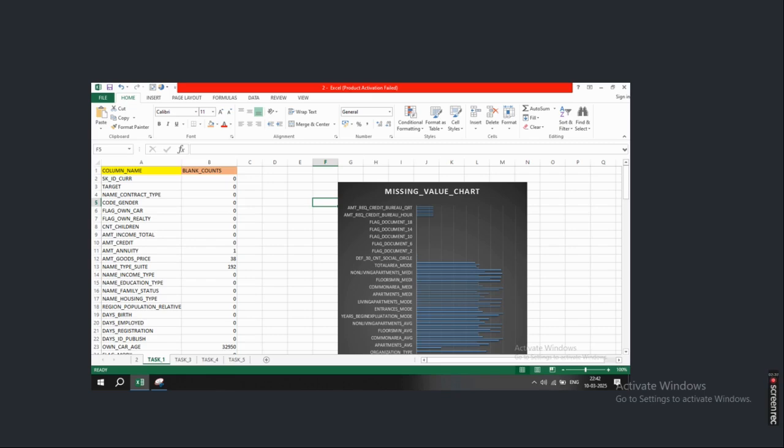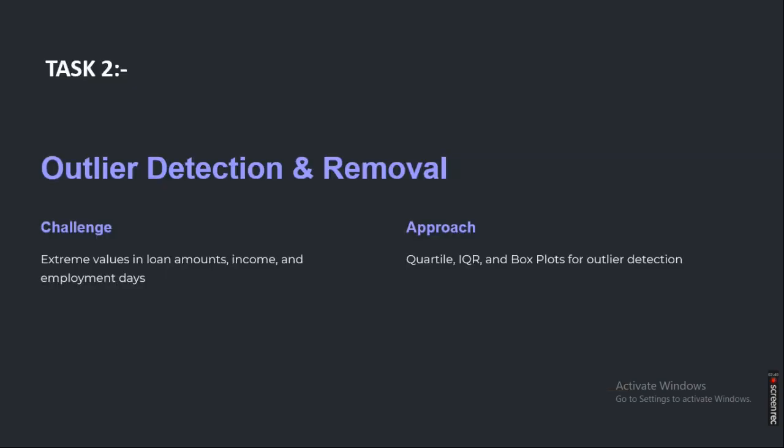Let's proceed to task number 2, outlier detection and removal. Sorry, but I don't have its output because my Excel sheet just couldn't save multiple worksheets, and I didn't screenshot that, that's why it's not present. But I can explain everything about quartile, IQR and box plots. Box plots are the graphs which are plotted in boxes, and quartile and IQR functions are used for it.